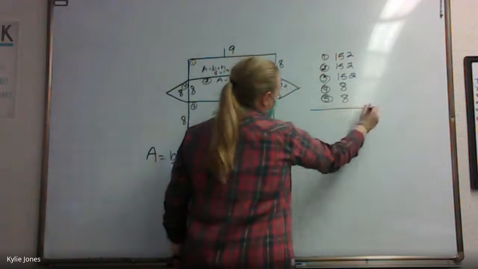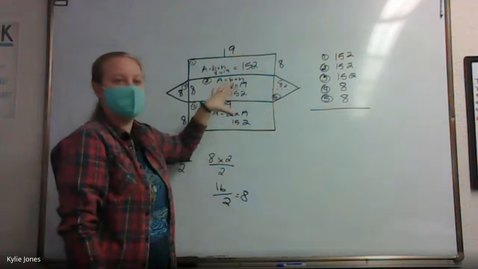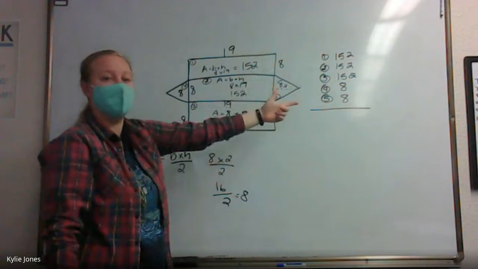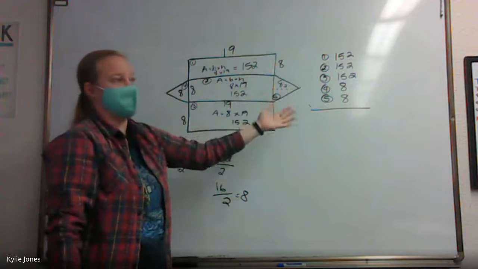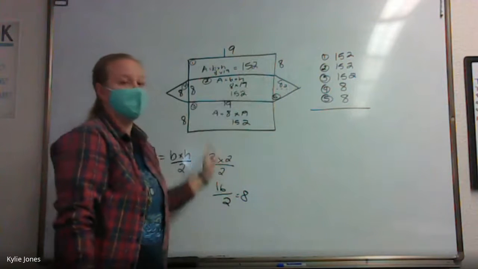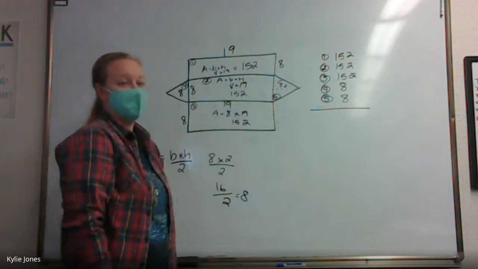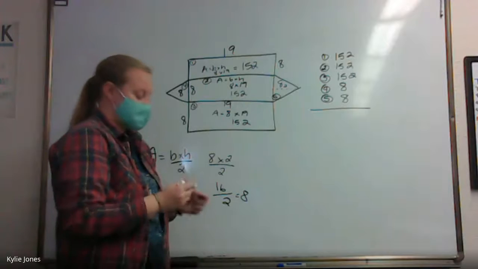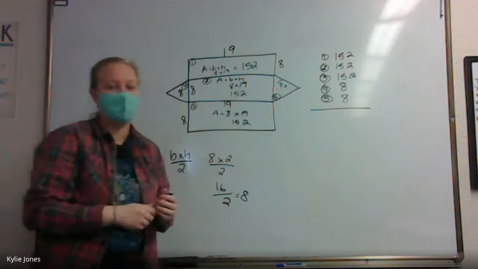So now that I have all of the areas of all the different shapes, what do I do with all of these numbers? Add them all together. 152 plus 152 plus 152 plus 8 plus 8. So take about 2 minutes, add all of those together to get your surface area, the total area of your shape. That's a lot of fun. Okay? It's a lot of work. This surface area is not easy. That's why we're working on some together. Okay, keep your answer to yourself for now.